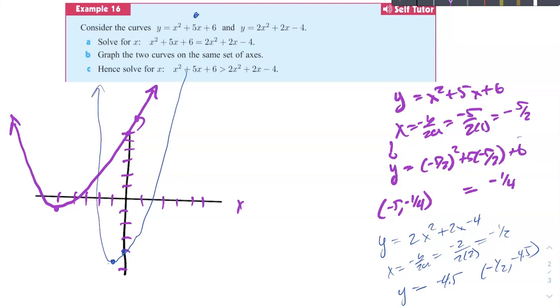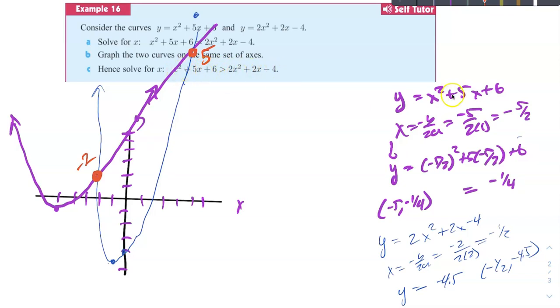And if I actually would extend this, if you remember our answer here before I erased it, it was -2 and 5. So that's where they intersected, at -2 and 5. The next question, you can kind of see on my writing. Hence solve where x squared plus 5x plus 6 is greater than 2x squared plus 2x minus 4.